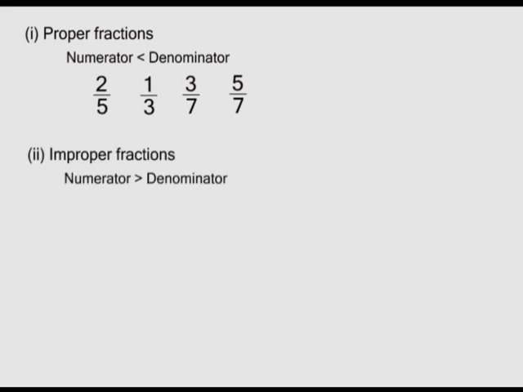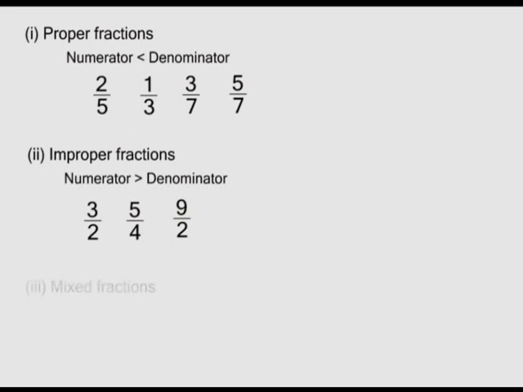If the numerator of a fraction is smaller than the denominator, the fraction is called a proper one. For example, 2 over 5, 1 over 3, 3 over 7, 5 over 7, and so on. Proper fractions are smaller than 1. If on the other hand the numerator is larger than the denominator, the fraction is called an improper one. For example, 2 over 3, 5 over 4, 9 over 2, and so on. An improper fraction is larger than 1.